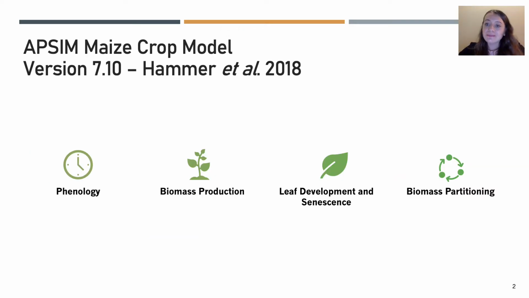So I'm using the APSIM Maize model version 7.10, which was released in 2018. And the most important physiological processes in the APSIM Maize model are phenology, biomass production, leaf development and senescence, and biomass partitioning. Phenology is essentially how many growing degree days it takes for the crop to grow from stage to stage, while biomass production is how much carbon is accumulated per simulated day. And essentially the model simulates potential biomass production under water limitations, and biomass production under nitrogen limitations. Biomass production is directly related to leaf development and senescence, as well as biomass partitioning.